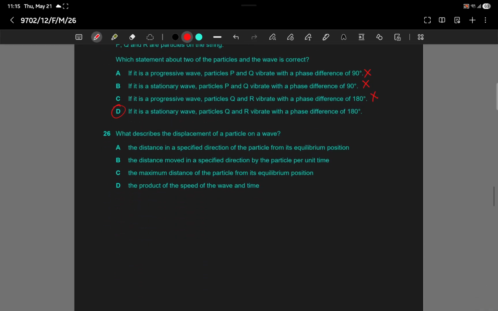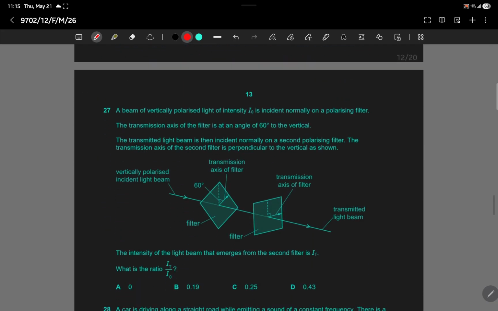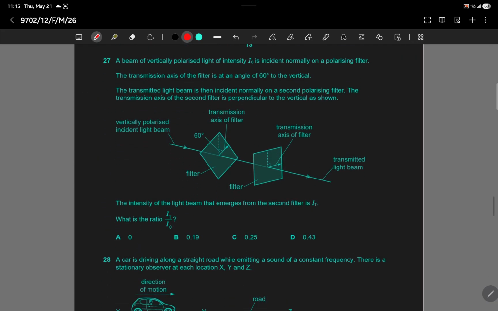Now, what describes the displacement of a particle on a wave? Distance in a specified direction from its equilibrium position. Yeah, this is correct. All right. Oh, this is completely from a past paper question.